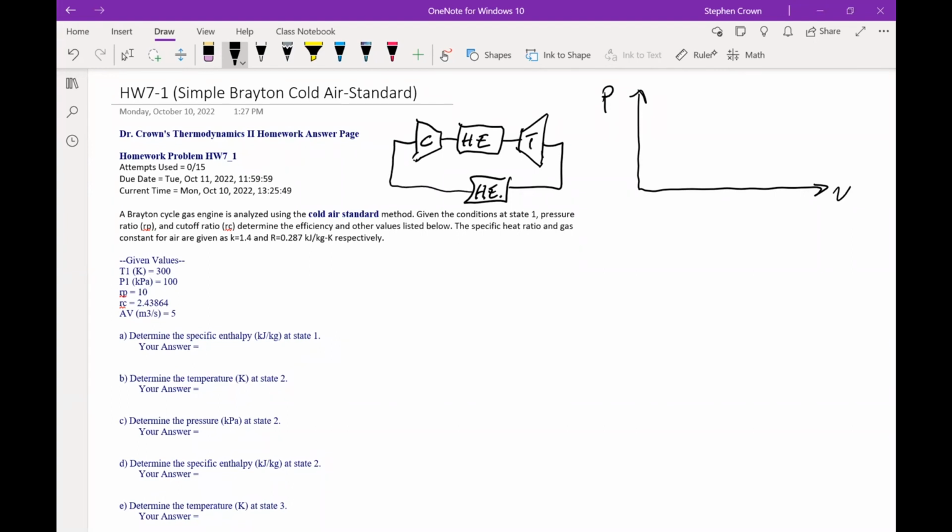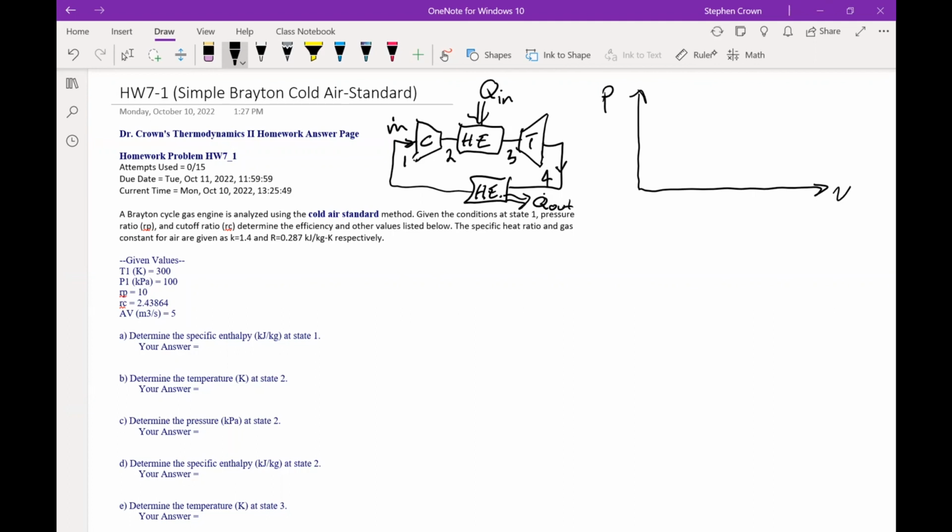This could be a gas turbine power plant, a simple application for this. The heat exchanger between the compressor and the turbine has heat transfer in, and between the turbine and the compressor going the other way back, it has heat transfer out. And we've got some mass flow rate going through the system. If I label the states, typically label starting at the inlet to the compressor state 1, then state 2, state 3, and state 4.